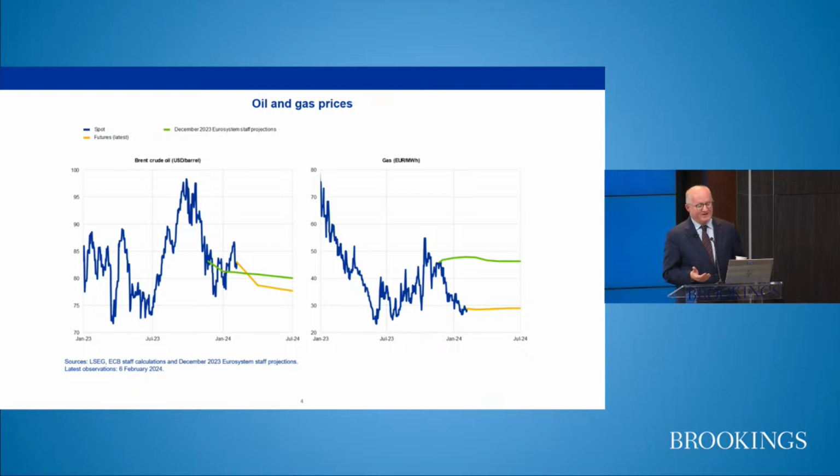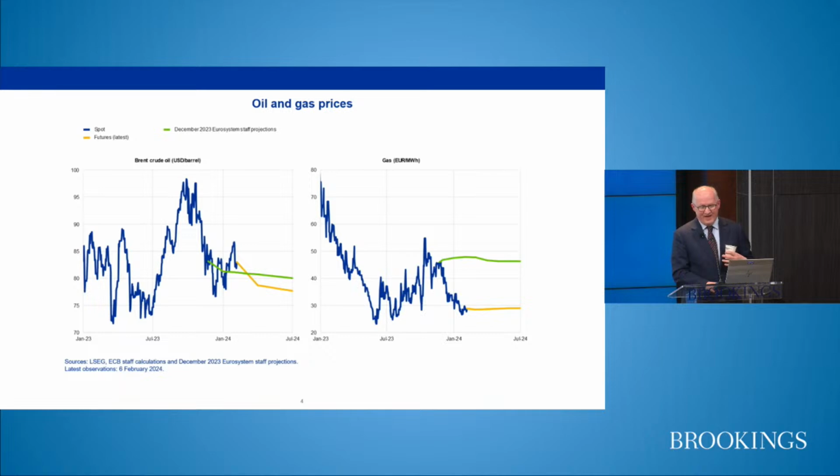But the more spectacular differential is with gas. The green line is what we thought in the December projections. The orange line is what we see now, which is not only low, but expected to remain low. And given the centrality of gas to this whole inflation episode, this is something that we will have to think about.